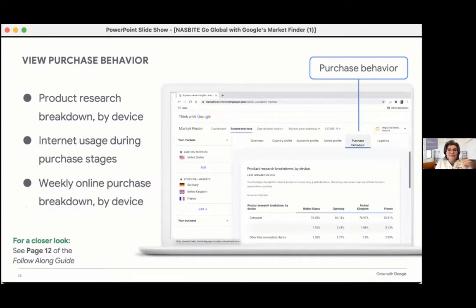On this slide, you will see where it's located, and it tells you what devices people use to research products before they buy. For example, desktop computer, a smartphone, or a tablet. Did they use the internet to compare prices or read online reviews, or just to get background information before making a decision to purchase? And what percentage of the population makes online purchases weekly? How important is that, right? Especially when you're selling online.